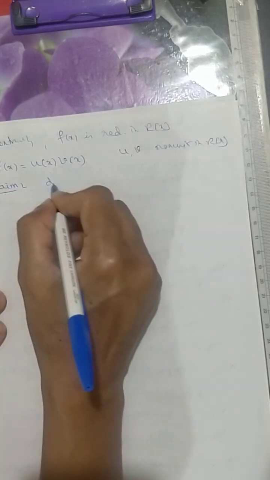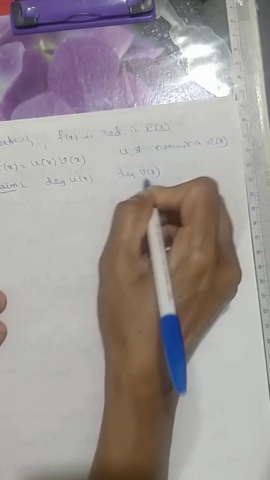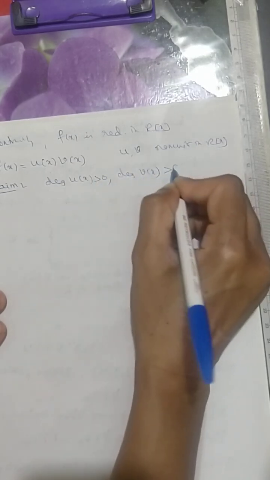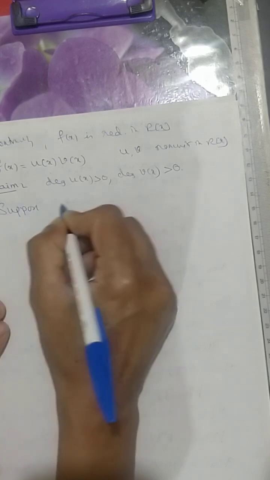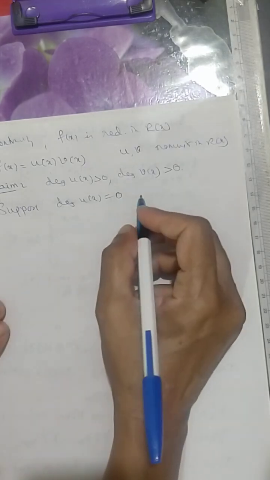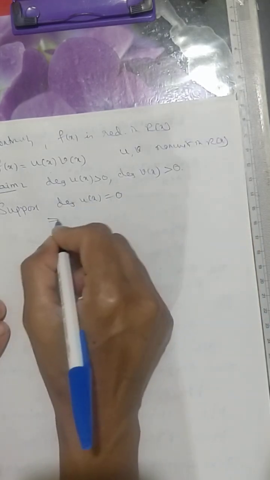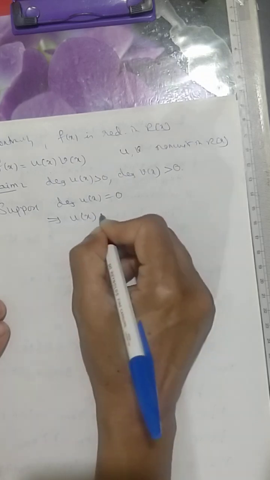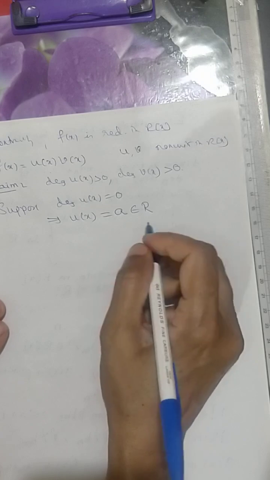Now we will claim here that the degree of u(x) and the degree of v(x), both are positive, both are greater than 0. Now we will consider if the degree of u(x) is equal to 0. Suppose the degree of u(x) is equal to 0. Then it is an element of R because it's a polynomial over R. So u(x) is an element of R. Let me take it as a. So u(x) is equal to a belonging to R.